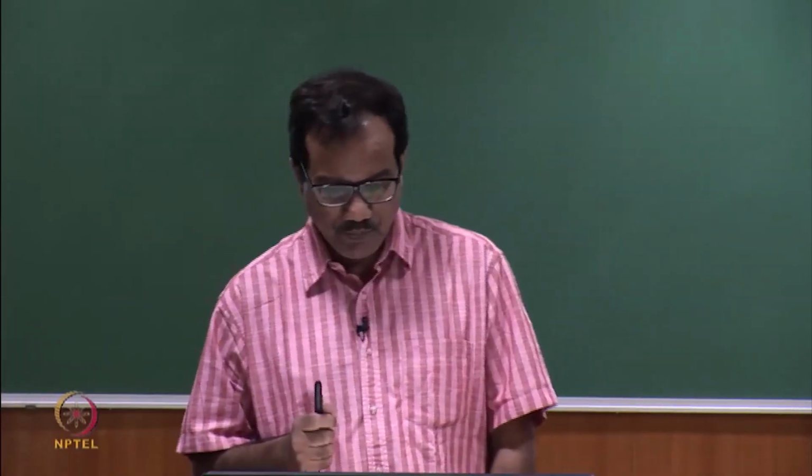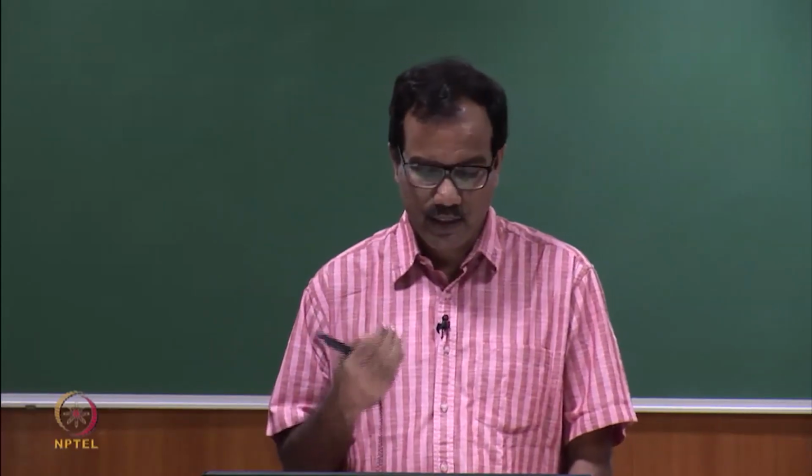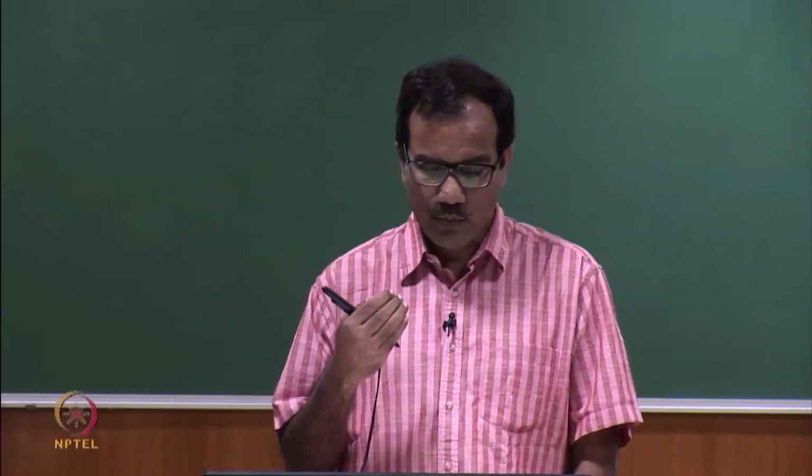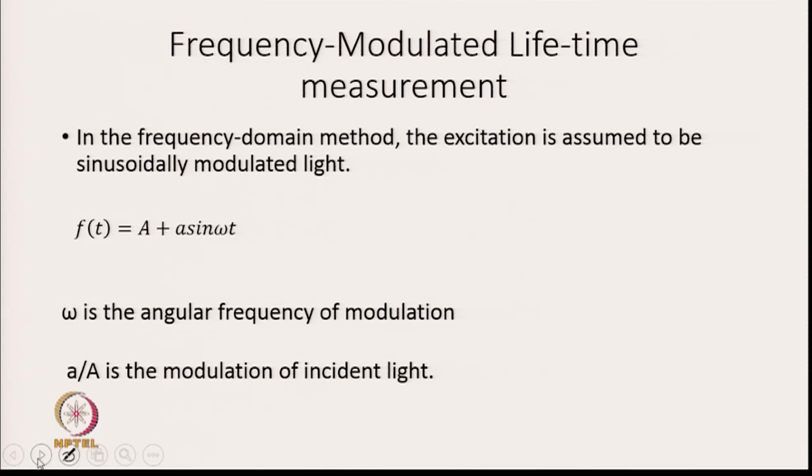Now, let us understand what is basically happening. As I told you, we are using intensity modulated light. So, the excitation is assumed to be sinusoidally modulated light. What does that mean? It is given by capital A plus small a sin omega t.